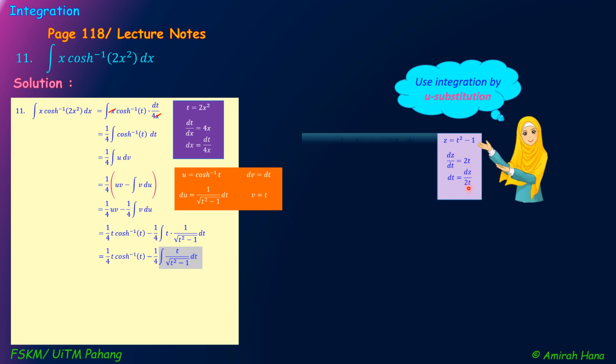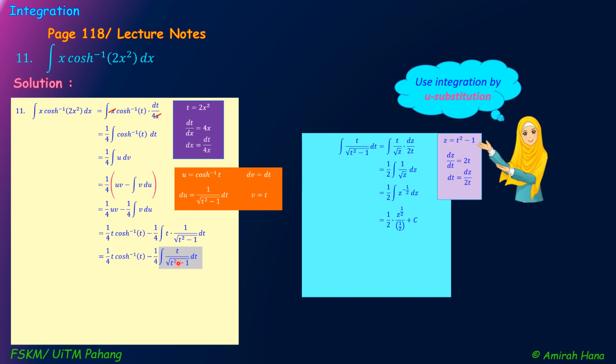And then we substitute into this integration. Now we want to evaluate the integral of t over square root of t squared minus 1 dt. So we rewrite it in terms of variable z and dz. We got the integral of t, we still have t on top, over the square root symbol. Our z earlier equals t squared minus 1.